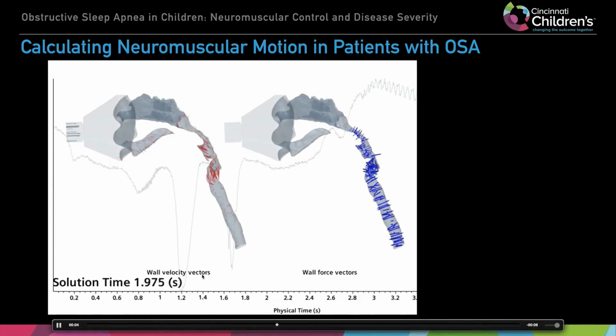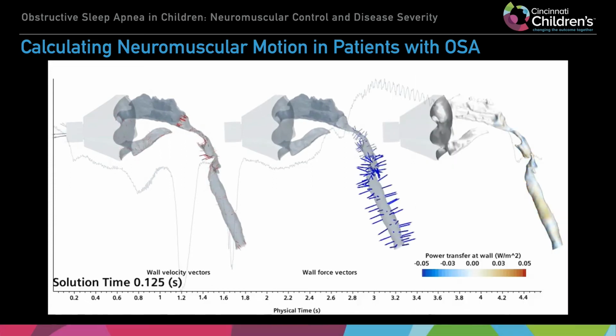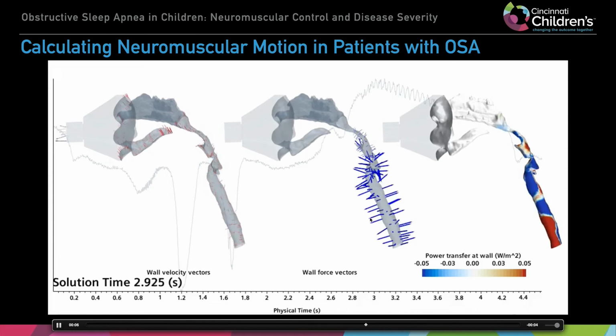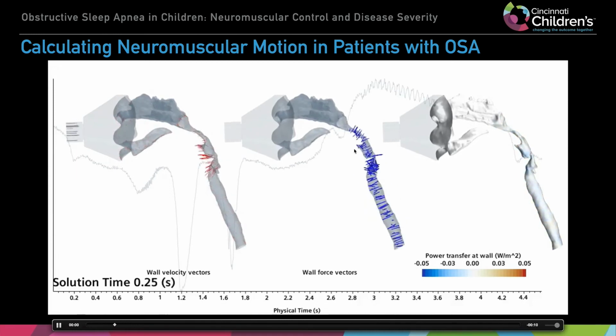Well, now we've got a velocity and a force, and if we multiply velocity and force together, as you know, we get power transfer. So is the air transferring energy to the airway wall or vice versa? And that's what we're seeing in this third image. And what we're most interested in is the direction of the transfer. So if the air pressure is pushing on the airway wall and the airway moves in response, that's just a passive response.